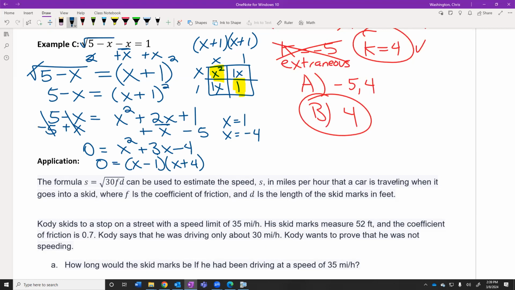All right, so plug in 1. 5 minus 1 is 4. The square root of 4 is 2. And 2 minus 1 is 1. So x equals 1 checks out.